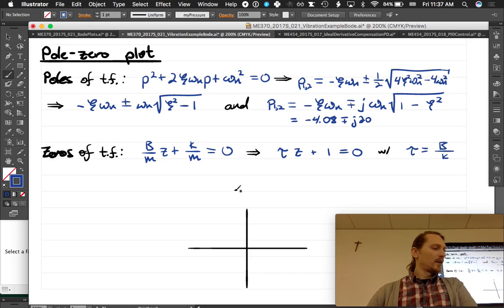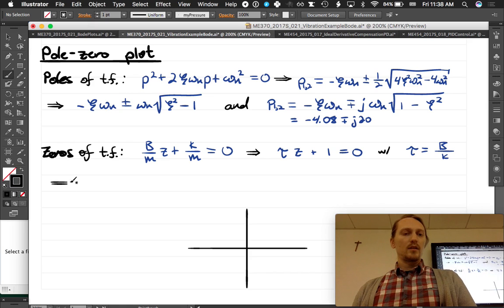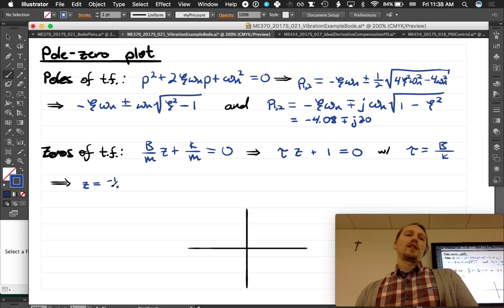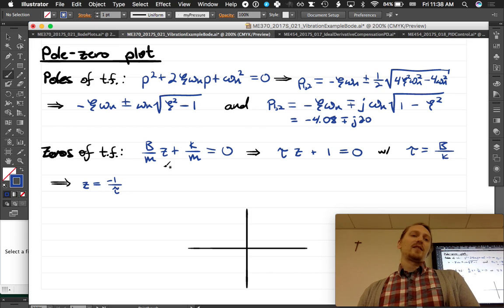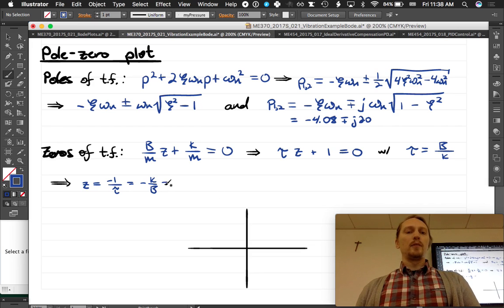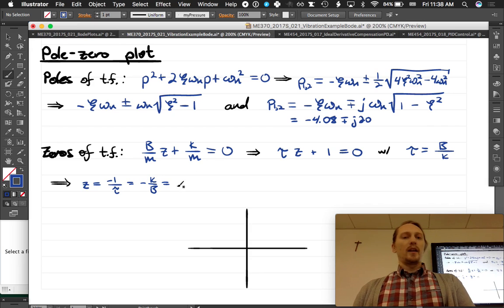So if you solve for the zero, then where should the zero be? Zero is equal to, solving this for z. I think we can do it. Yeah. Great. So negative 1 over tau, and we know that's equal to negative k over b, just plugging in the definition of tau. And if we plug in those, we found those in the first part, right? We found what those values are. Negative 51.0.